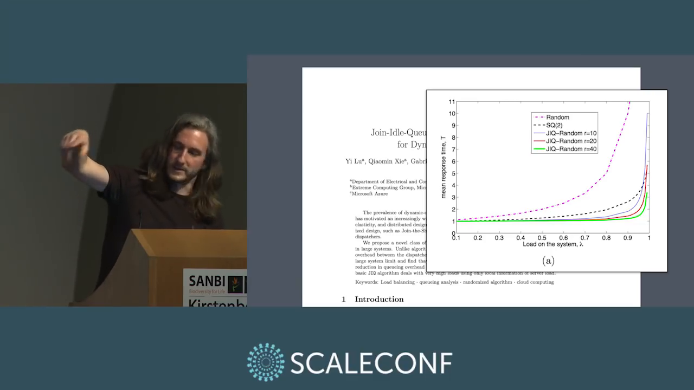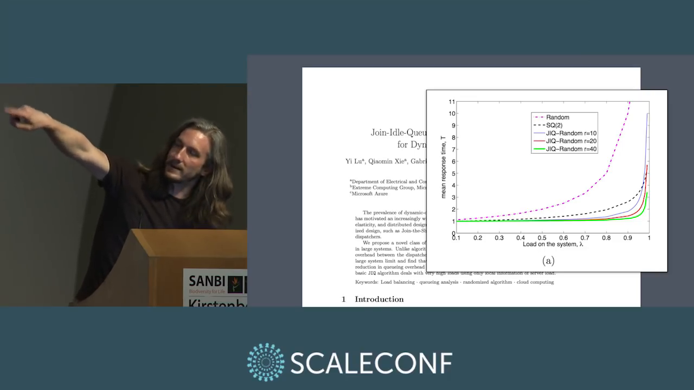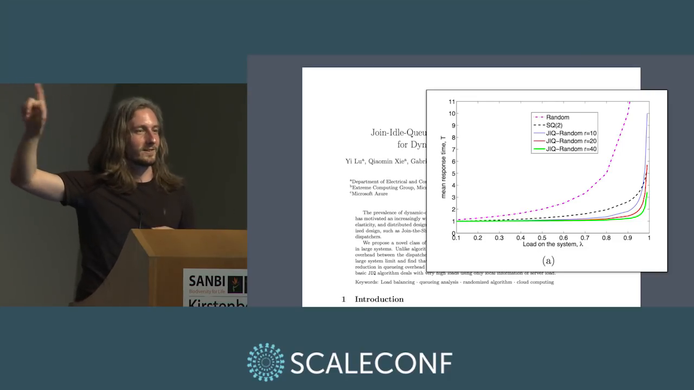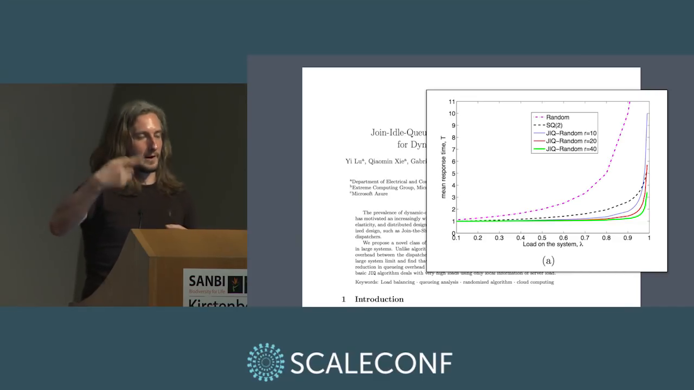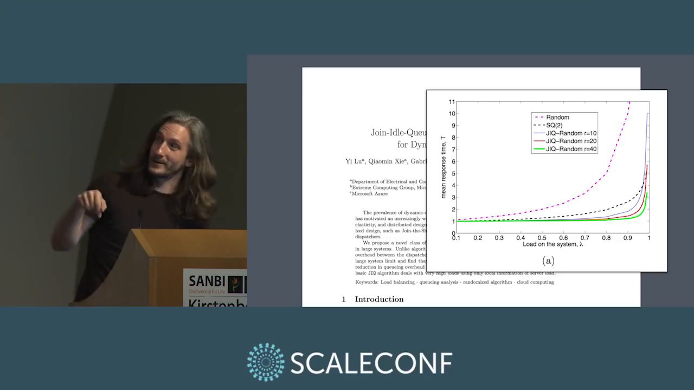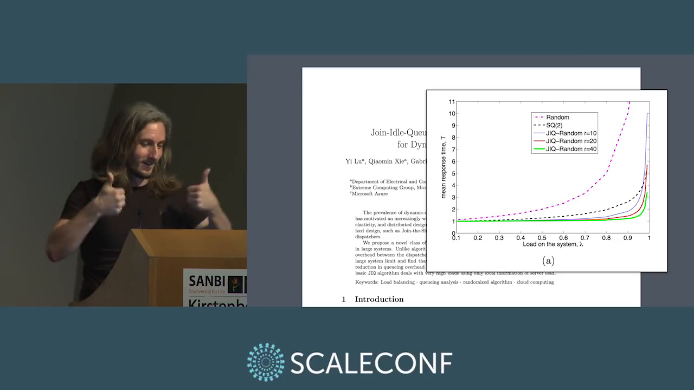The SQ2, which is the line in the middle, is actually the same thing as the randomized join shortest queue that we talked about earlier. So they're showing an improvement over the randomized join shortest queue, but I still think it's pretty cool because that one's doing pretty well.